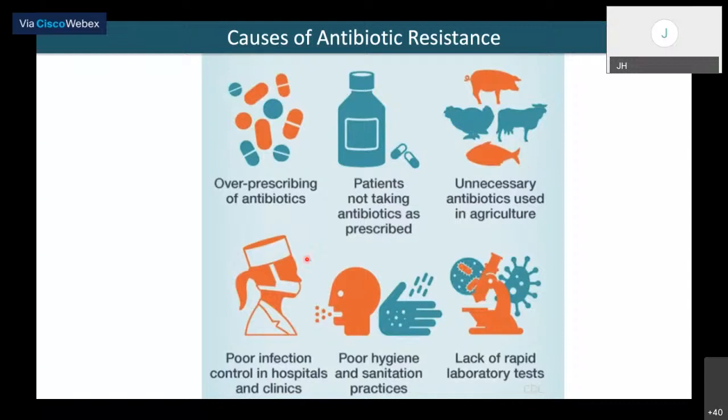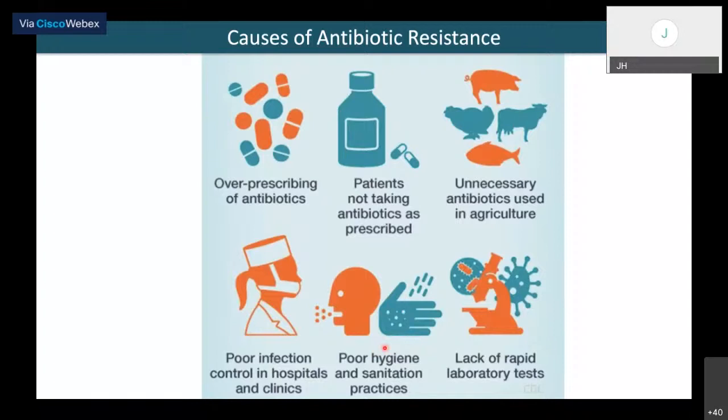Also, there is a problem with infection control in hospitals and clinics. Many times we don't have an infection, we have certain diseases, we go to the hospital, but hospitals are not equipped to take care, and we get an infection from the hospital. This is not happening only in developing countries, but even in developed countries like the US, where we say they have a sophisticated healthcare setup, but still millions of people are getting hospital-acquired infections, and I'll talk about this a little later. So that is a problem, also poor care in hospitals and other places.